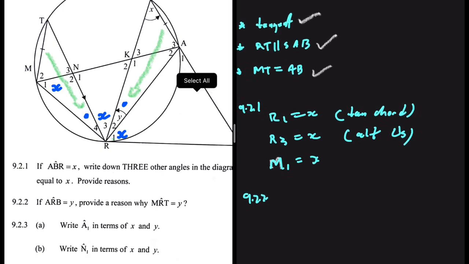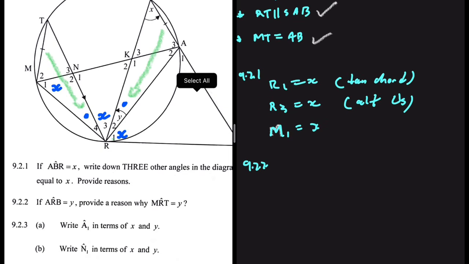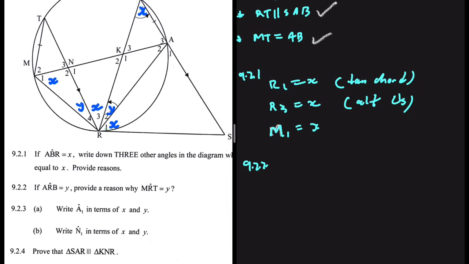That is our third keyword. And equal chords subtend equal angles at the circumference of the circle. So that is the reason you're supposed to give. Equal chords will subtend equal angles at the circumference of the circle. So instead of having R4, let's replace it with Y, because now we know that it is actually equal to Y. So we have Y here. Here we also have Y, and here we have X.